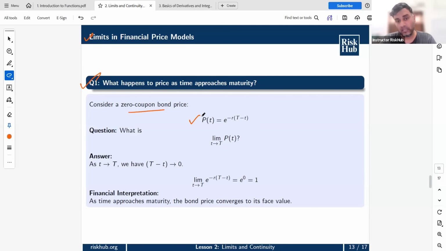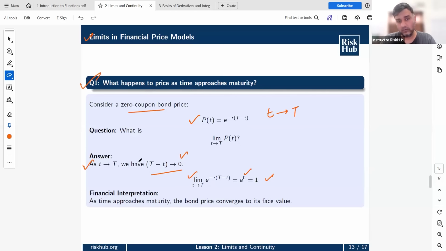So what happens to price as time approaches maturity? Basically, we are saying that when small t tends to big T, T minus t is tending to 0. So if you put it in, exponential of 0, anything raised to power 0 is 1. So as t tends to T, your price tends to 1.